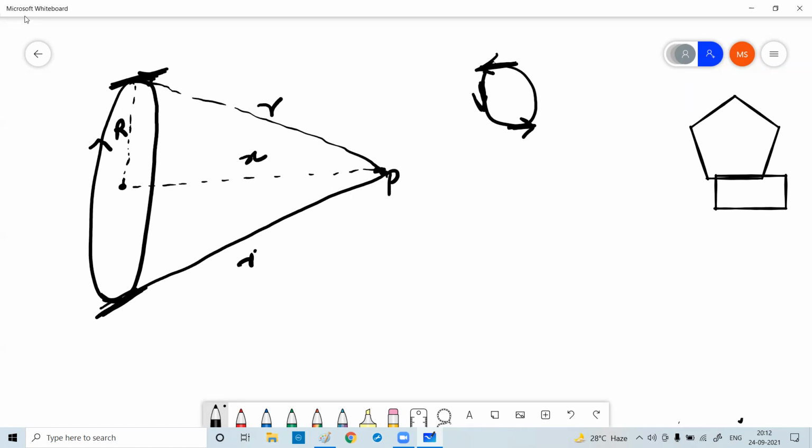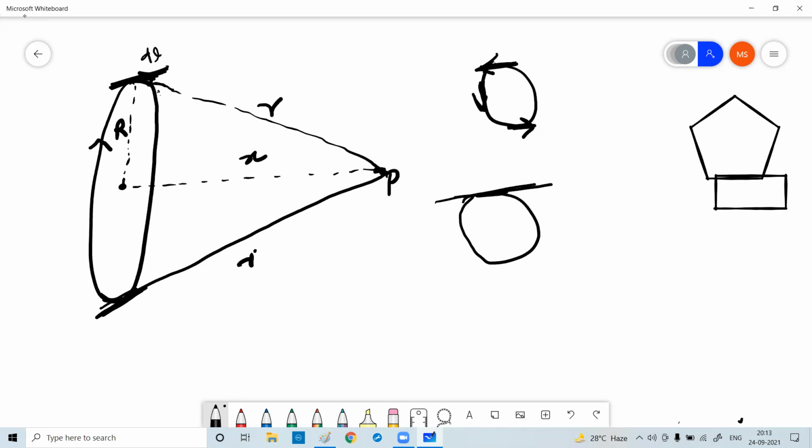Imagine a ring. Current is flowing like this. So current and the DL are both 90 degrees to each other. Similarly, your R and DL are also 90 degrees to each other. R and DL. This is the DL.